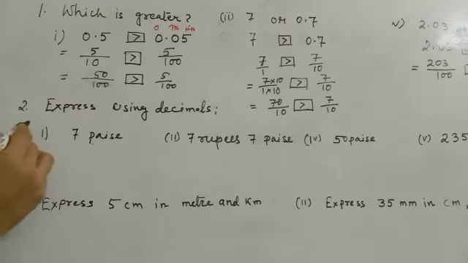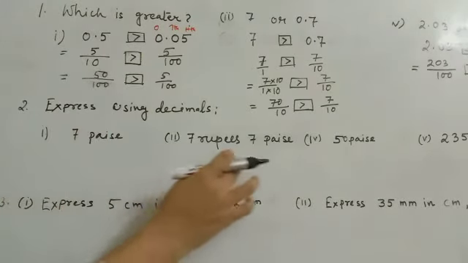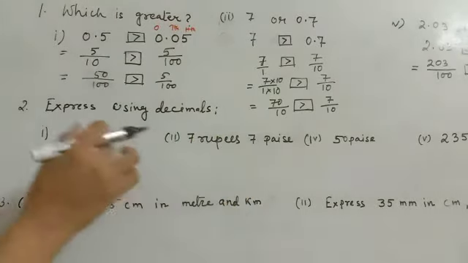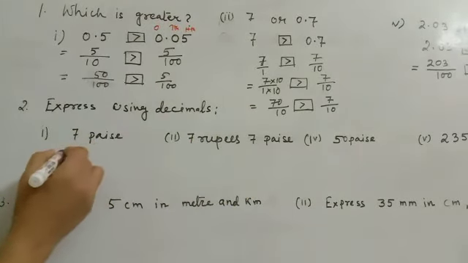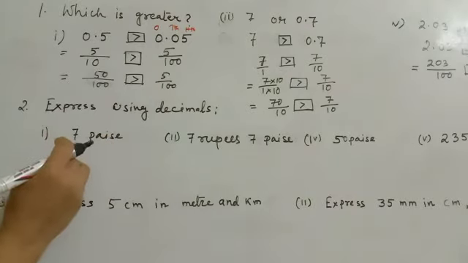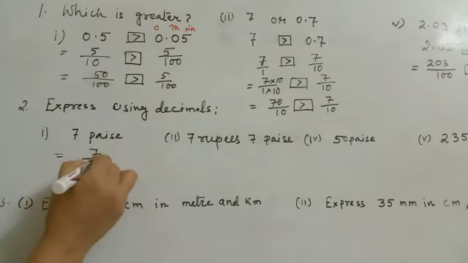Now question number 2, express using decimals. Whatever the questions are, I have written here, and you have to express all the numbers in decimals. The question is 7 paise. If you want to convert it into rupees, what will you do? You will divide it. 7 paise means 7 by 100 rupees.